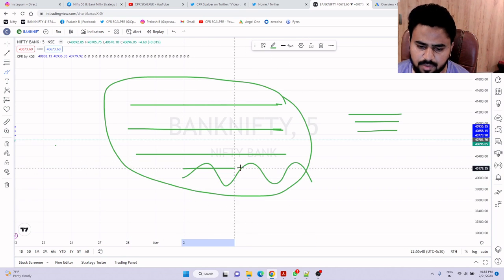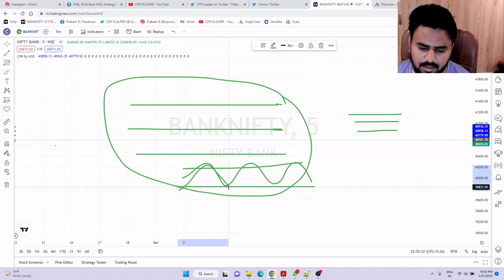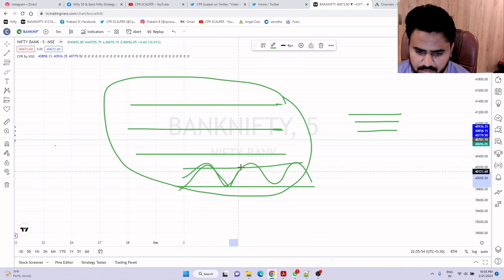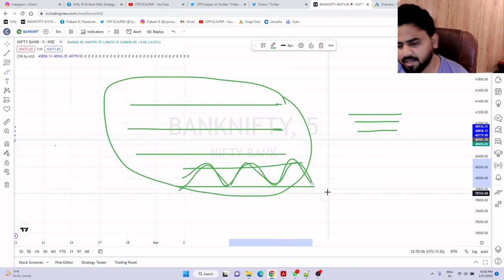Okay, it will be a typical sideways day. Price will be lower type. It will go up and down like this. It will be in a range manner.